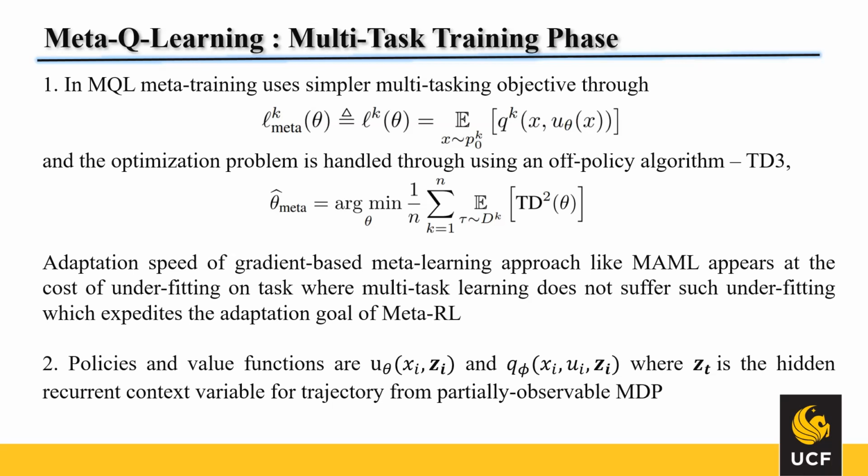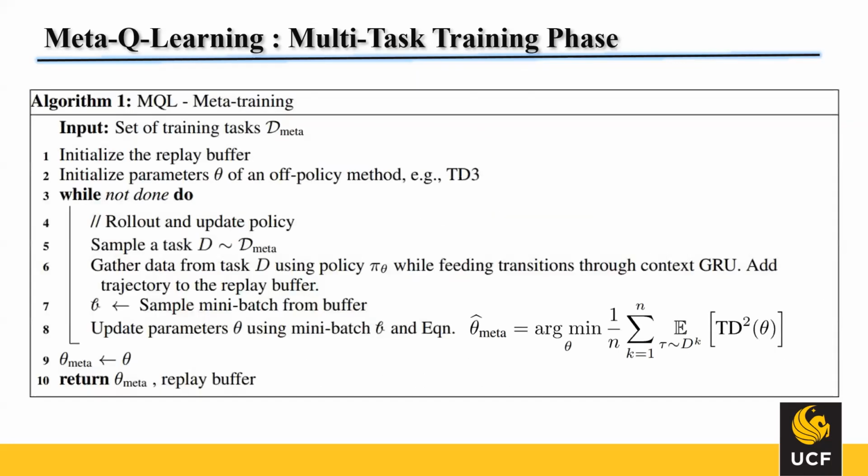Additionally, we also learn a hidden variable, which is often referred to in the paper as a recurrent context variable z_t. Our policies and our action-value functions not only depend on the state and the action, they also depend on the context variable. And this context variable is estimated or learned through a gated recurrent unit.